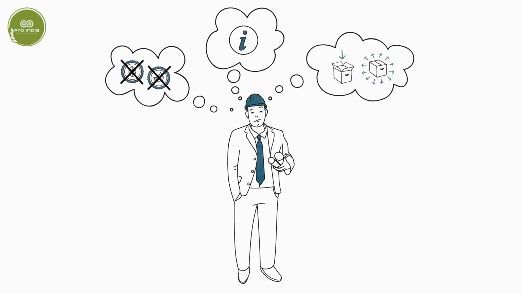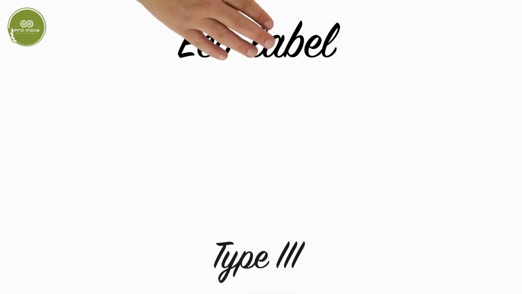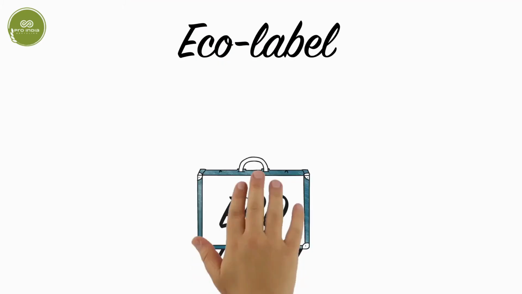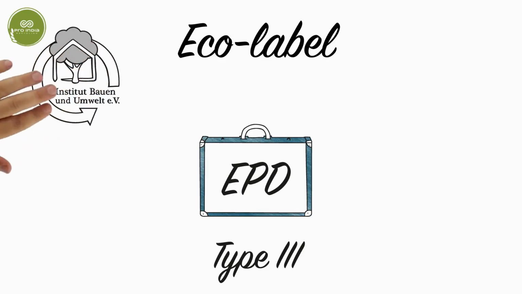his construction materials. But where can Mr. Schneider find this information? This is where the Type 3 eco-label comes into play, the EPD. EPD is short for Environmental Product Declaration. Most EPDs in Germany are published by IBU, the Institut Bauen und Umwelt. But how does an EPD come into being?